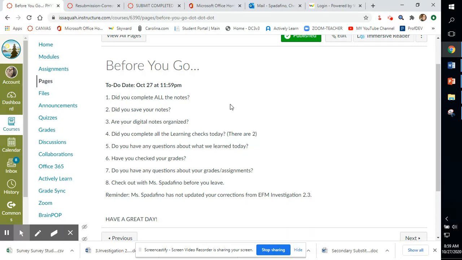You had a break. You had another set of notes on force diagrams. There was a learning check. And now you should be here at the before you go checkout list. Did you save your notes? Did you save them? Are they organized? Do you have all your digital notes in one place and are they organized?